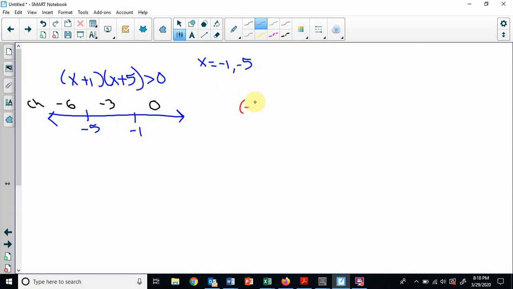So let's see. Negative 6 plus 1, negative 6 plus 5. Negative 6 plus 1 is negative 5. Negative 6 plus 5 is negative 1. Negative times a negative is a positive. That is 5. What are we checking this time? We're checking to see if it is greater than 0. Greater than 0 means positive. Is 5 greater than 0? Yes. So this is a yes. So remember, it probably is going to be yes, no, yes. But let's check anyways to be sure.